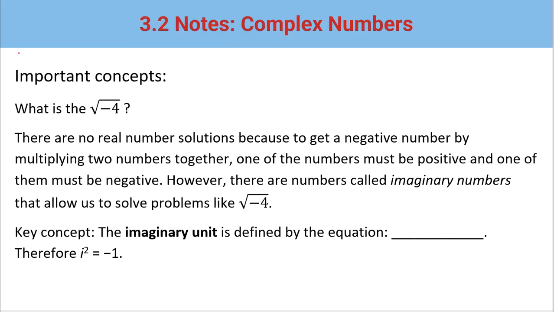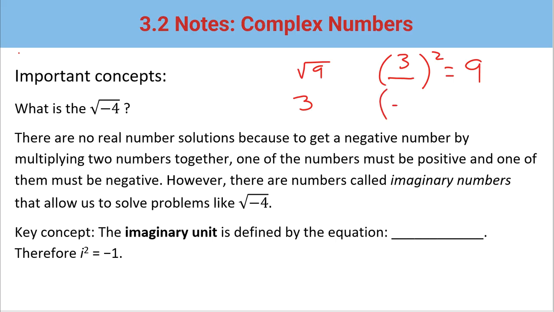So looking at lesson 3.2, complex numbers. Before we delve into that, let's look at the concept of square root. If I asked you, what is the square root of 9? Well, square root is asking us what number times itself, or what number squared, is equal to 9. I know that 3 times 3 is 9. So a square root of 9 is 3.